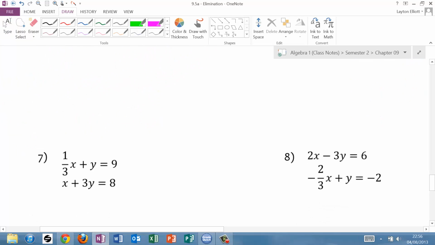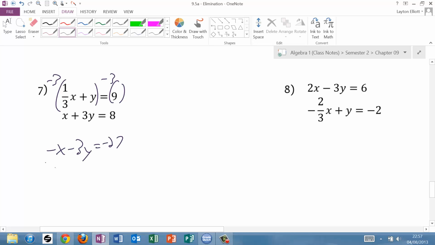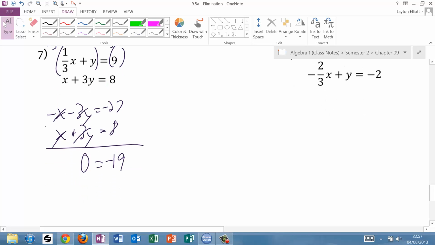Let's move on to number 7. I again don't like fractions, so if I multiply both sides by a 3, actually let's do it by -3 to make the y's cancel. So then I get -x minus 3y is equal to -27. Then I have x plus 3y is equal to 8. And if you add those, okay, so that cancels, and adding makes it 0 equals -19.